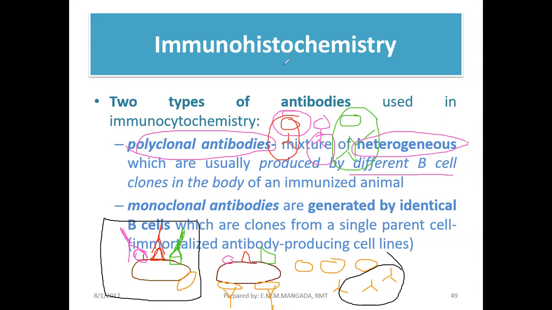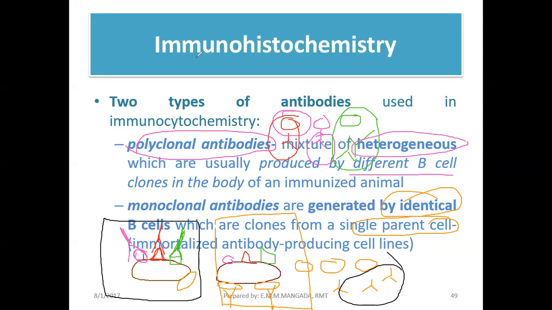They are identical, coming from a single parent. So si parent cell nila ay si B cell na orange. So magpo-produce lang siya ng puro orange. Ibig sabihin, if you're using monoclonal antibodies, specific yung binding nila sa orange lang. Bakit? Kasi they're coming from a single parent cell. Orange lang sila. They're produced by an orange B cell.